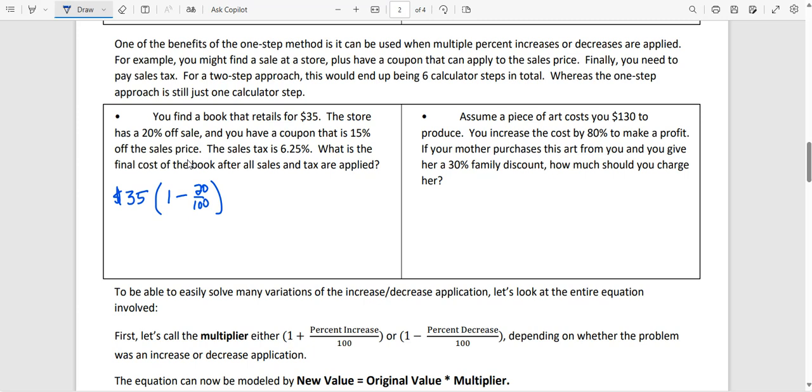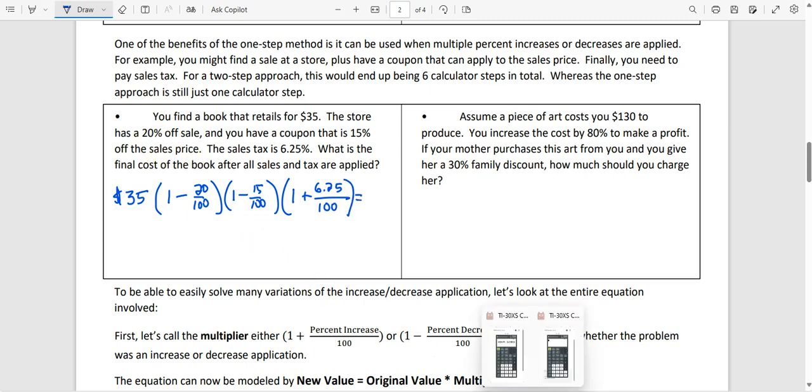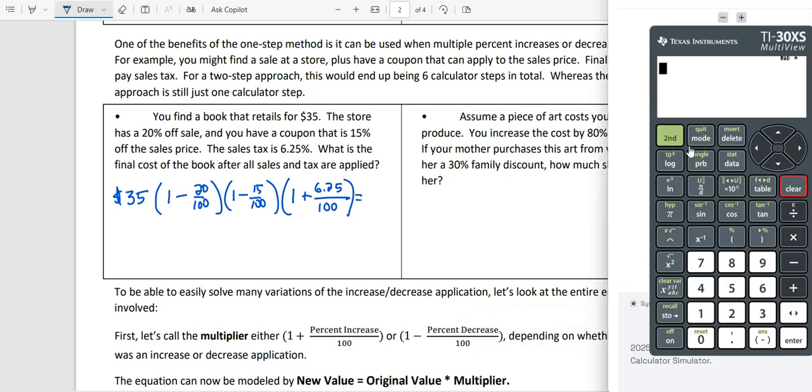And you also have a coupon. That's another discount. Then you get to the register and there's a sales tax. That's a percent increase. We compute all that, basically one long line of calculations.